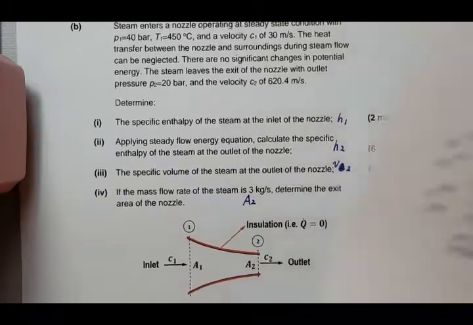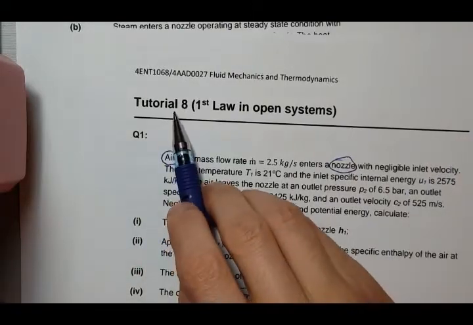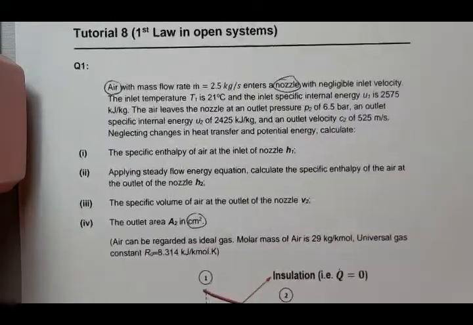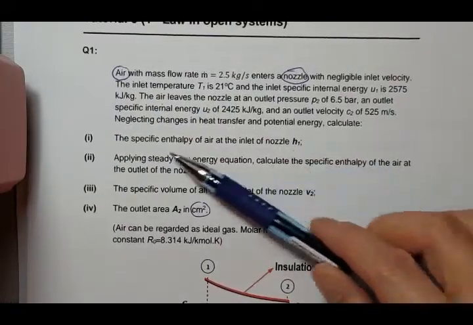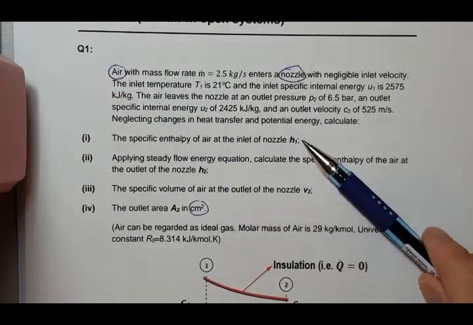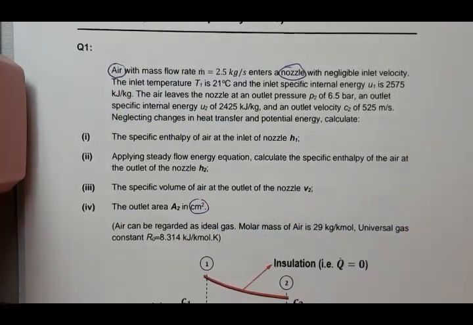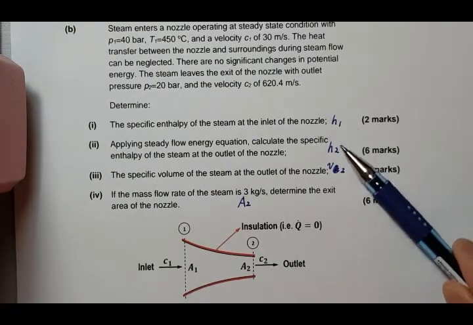So if we have a look at question Q1 in tutorial 8, if we compare these two, we'll find that they are exactly the same as these questions here. In this question 1, you are asked to calculate H1, H2, V2, A2, and in this question you are asked to calculate exactly the same thing.